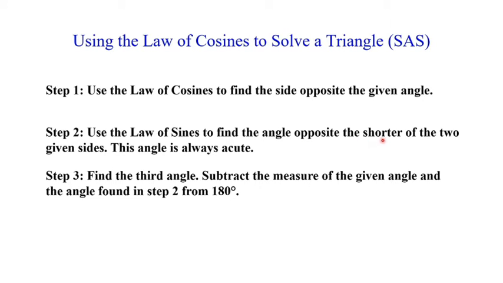So, ang una nating hahanapin is yung angle opposite the shorter side. Again, we're going to find the angle opposite the shorter side. And to find the remaining angle, we're just going to subtract from 180 the two angles that we have.